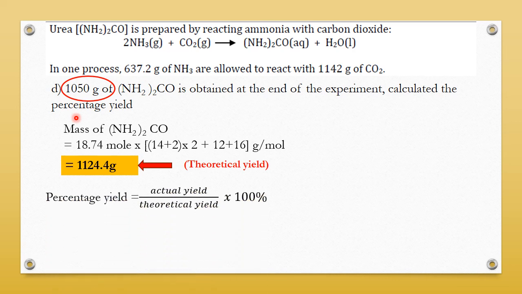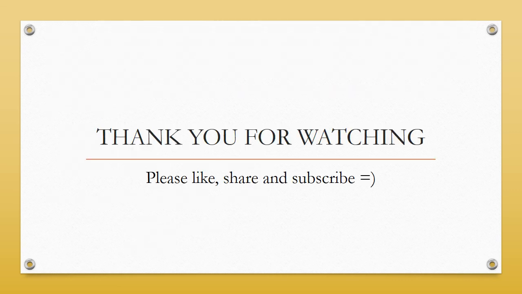So to calculate the percentage yield, I put the values into my formula. The actual yield is 1050 over my theoretical yield, 1124.4 gram, multiplied by 100%. So my percentage yield is 93.38%. So the higher the percentage yield, the better, because we are getting more product. So I hope based on the stoichiometry relation, you'll be able to detect the limiting reactant, calculate the mass of the product, and also the percentage yield.